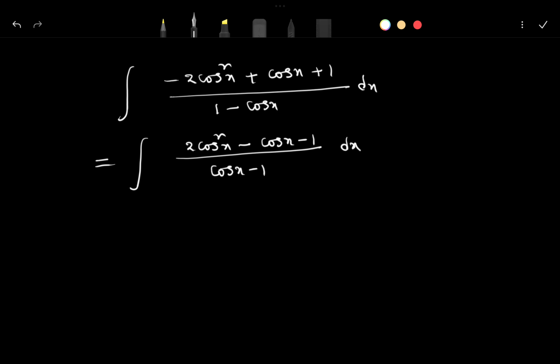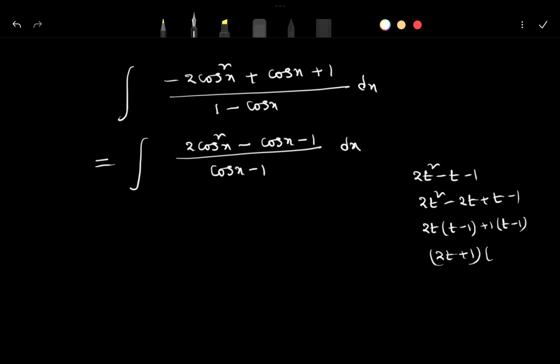See, the numerator part is in quadratic form. What are the factors of this? Take 2 into cos x as t. 2t square minus t minus 1. What are the factors of this? 2t square minus 2t plus t minus 1. Here you take 2t common, this is t minus 1, plus 1 into t minus 1. So the factors will be 2t plus 1 into t minus 1. What is t meaning? T is nothing but cos x.